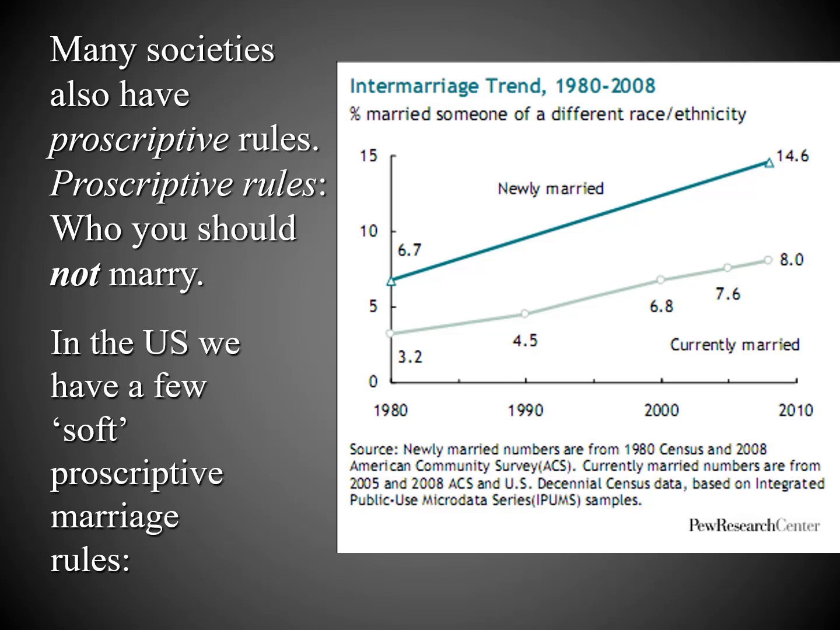And so remember from the film Race, the Power of an Illusion, where 100 years ago, it was illegal and considered horrendous to marry outside of your so-called race. Remember, race is a social construct anyways. That's changing. That's breaking down. This shows from 1980 to 2010, newly married interracial, interethnic couples and already married. And so that's gone up and up.